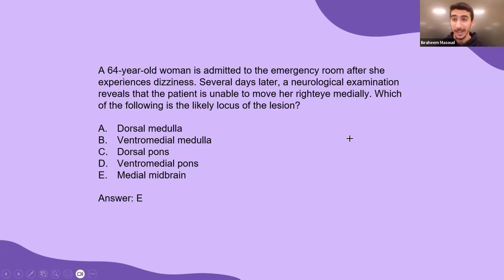Yes, E. Why E? Well, if you just look at the right eye medially, the only place it's found is in the midbrain. Dizziness, they didn't say it was the main presentation. Now, it's a bit tricky, but you shouldn't fall for this in the exam. You have to be careful. Several days later, they found the patient unable to move the right eye. So something happened now.